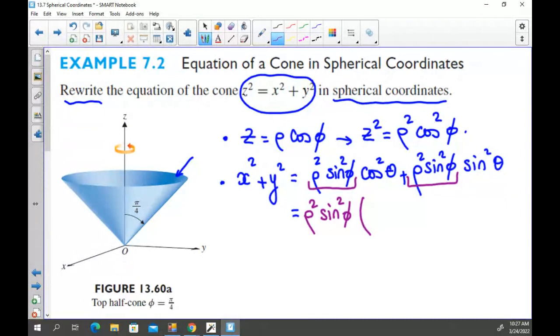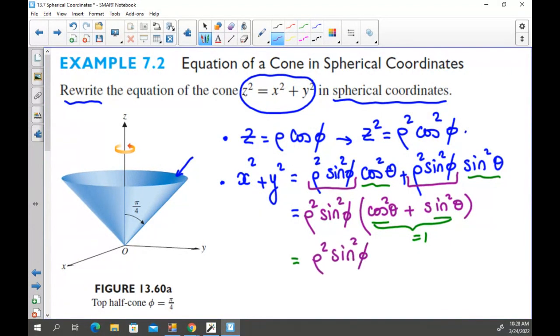Anyone? What will be inside the bracket? Yeah, it's going to be 1. Why is it 1, Noor? Yeah, it's basically cosine squared plus sine squared. It's this term and this term that will be inside the bracket. And of course, this is equal to 1. So the whole expression here is rho squared sine squared phi.